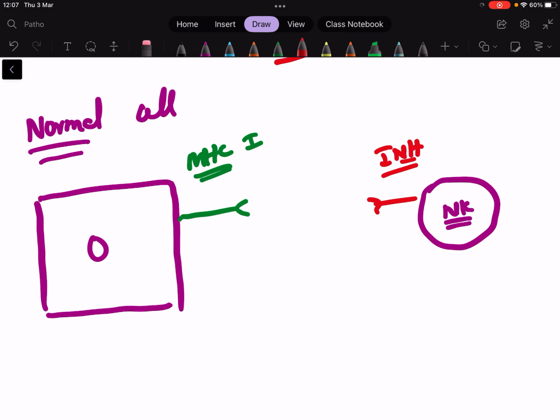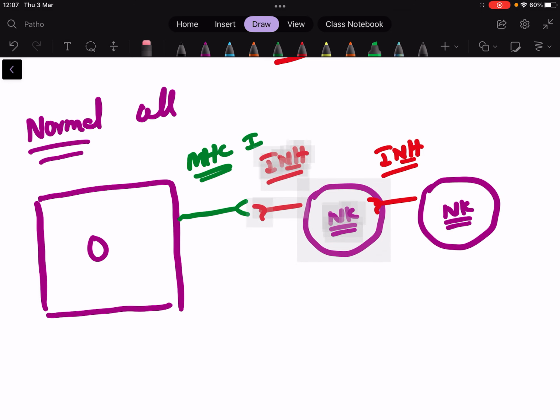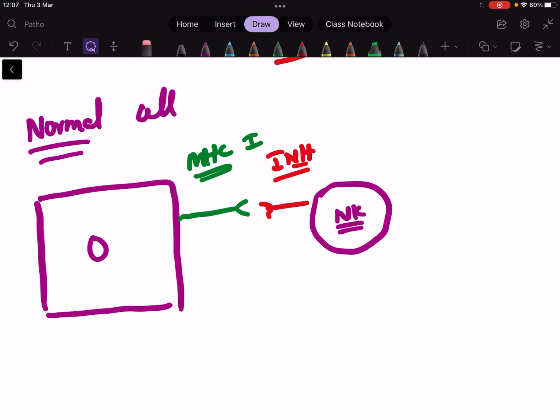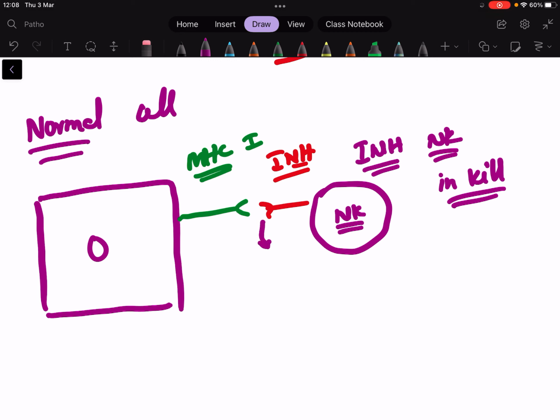Whenever there is a normal cell, the MHC molecules are expressed on the normal cells. Whenever the MHC molecules are expressed, the natural killer cell will go and bind with the MHC molecule. Whenever it binds with the MHC receptor, it will inhibit the natural killer cells from killing. It means the MHC molecules are indirectly activating the inhibitory receptor present on natural killer cells. Hence the natural killer cell will not kill the normal cell.